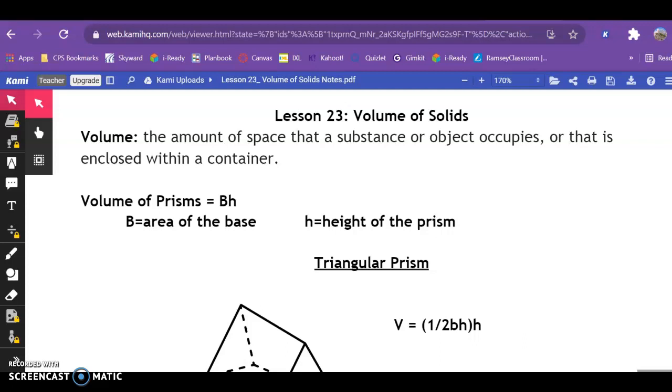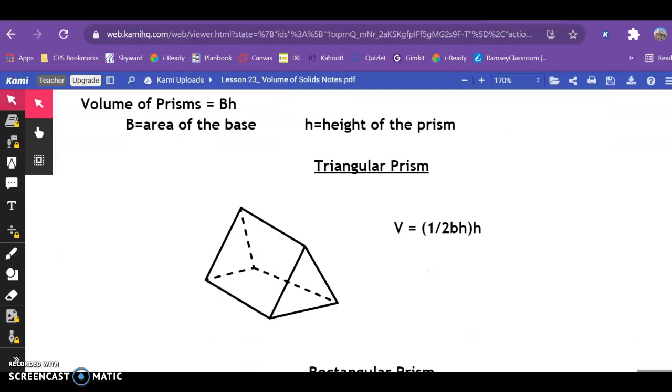to fill that box? So the formula overall for volume of prisms is capital B times H. And capital B stands for the area of the base. So depending on what kind of base it has, that area, that capital B, kind of changes with the different shapes. And then, of course, H stands for the height of the prism. So how tall is the prism?